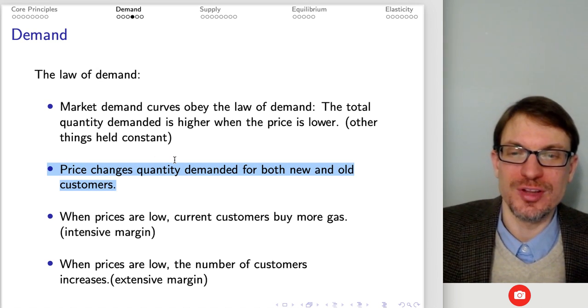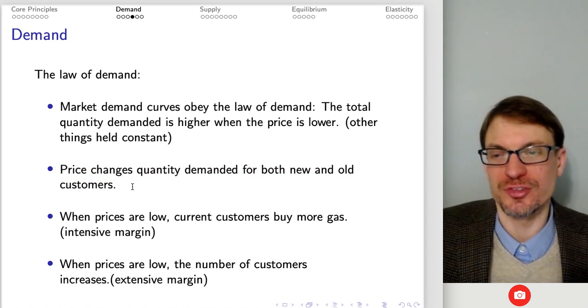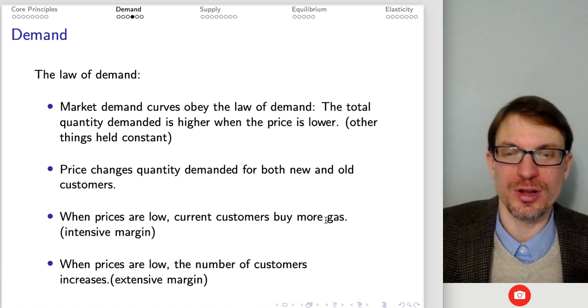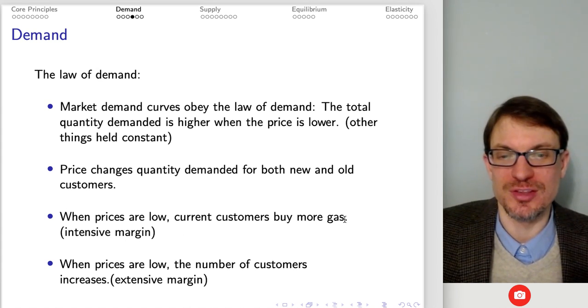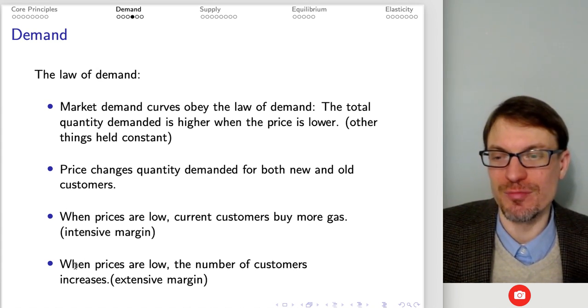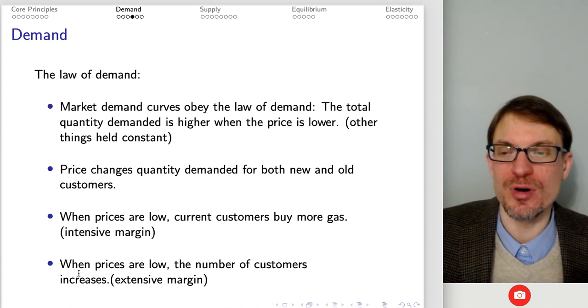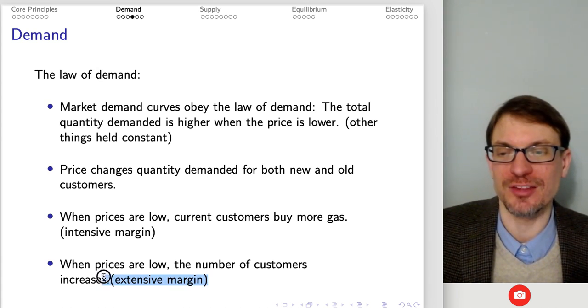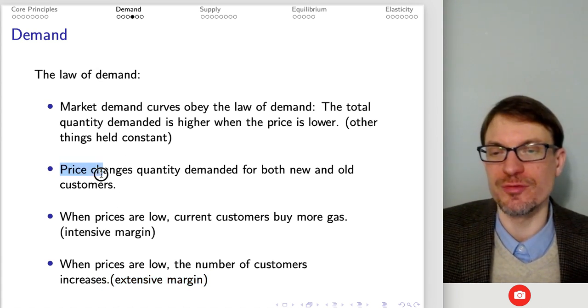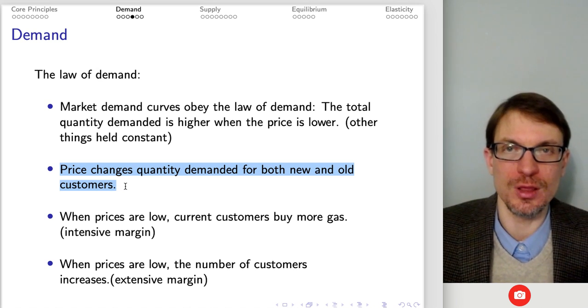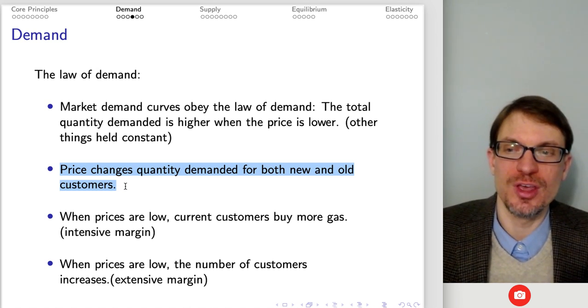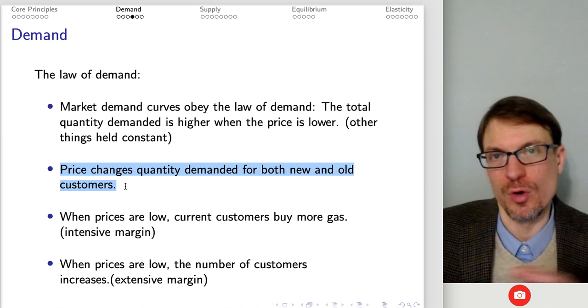So anyway, price changes quantity demanded for both new and old customers. When prices are low, current customers buy more. In this case, the example was gas. That's the intensive margin. When prices are low, the number of customers increases. That's the extensive margin. So this is sort of reinforcing what's happening with the law of demand. So the idea is when the price changes, only quantity can change.